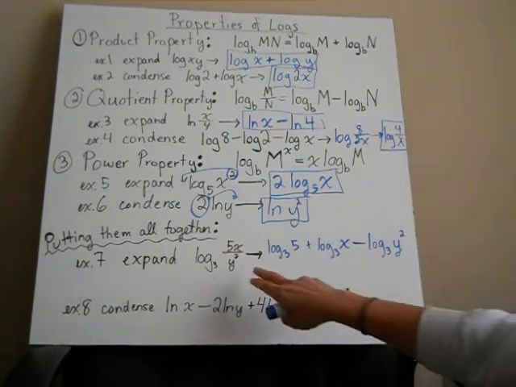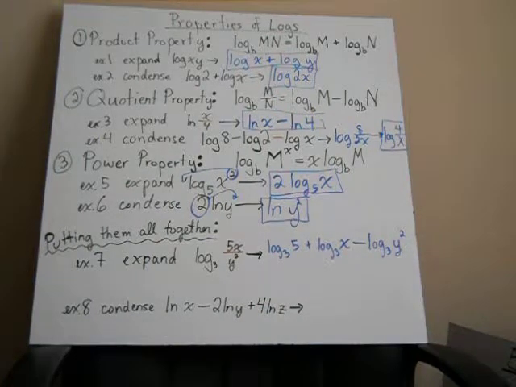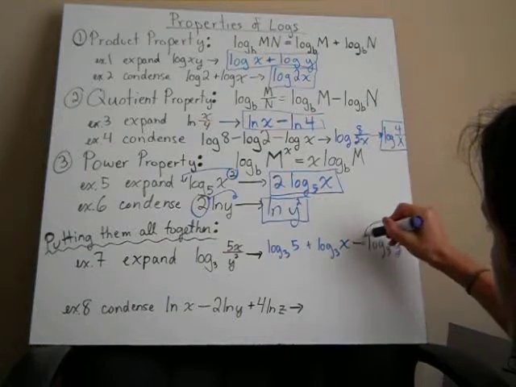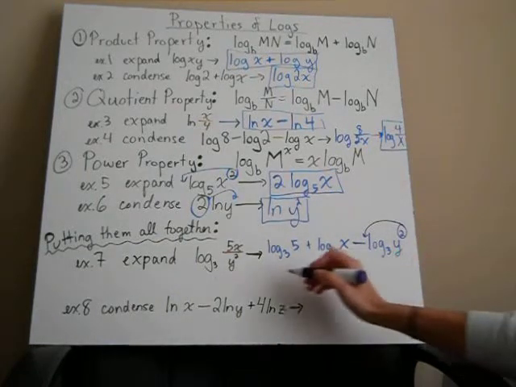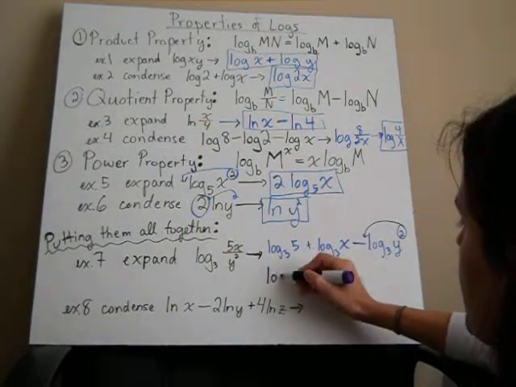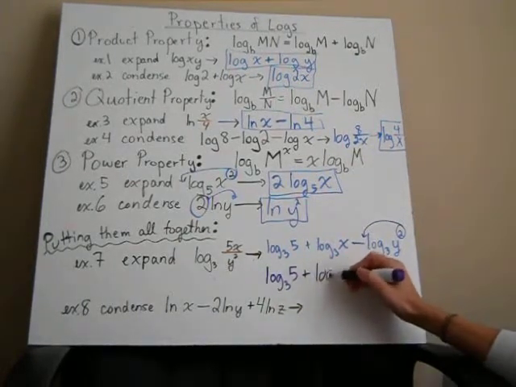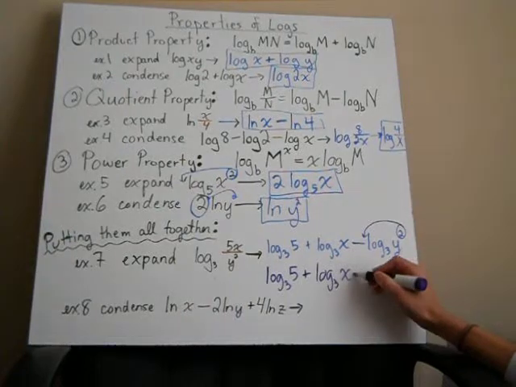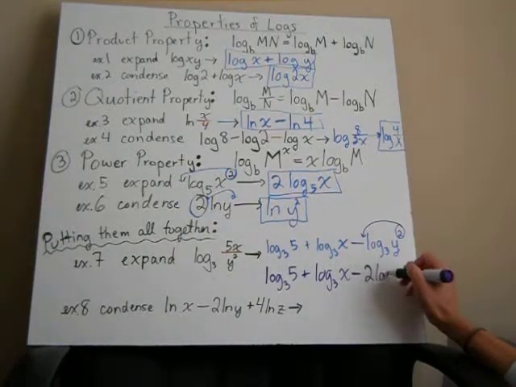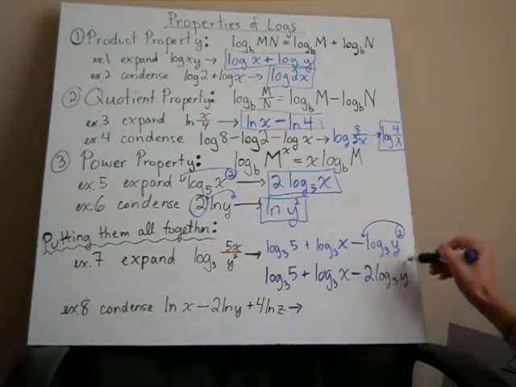And then in your final answer, you need to make sure you do that power property and bring your power down in front. So your final answer to this one would be log base 3 of 5 plus log base 3 of x minus 2 log base 3 of y.